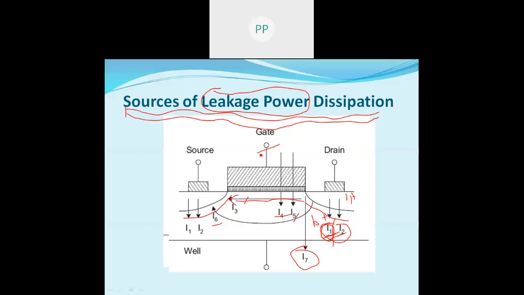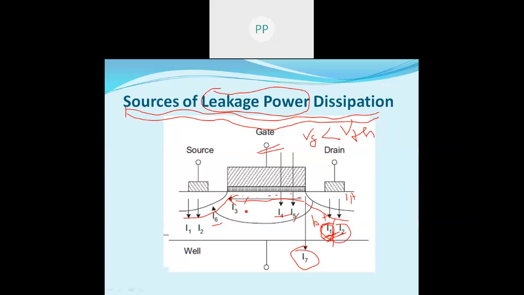I3 here is representing the subthreshold current. Most of you are basically familiar with the subthreshold current. The main reason for it is when the gate voltage is less than the threshold voltage. When the gate voltage VG is less than the threshold voltage, the channel is not completely depleted, but there will be some mobile carriers available here. In that case, if a proper drain to source voltage is applied between the two terminals, there will be movement of the carriers and a small current will flow.